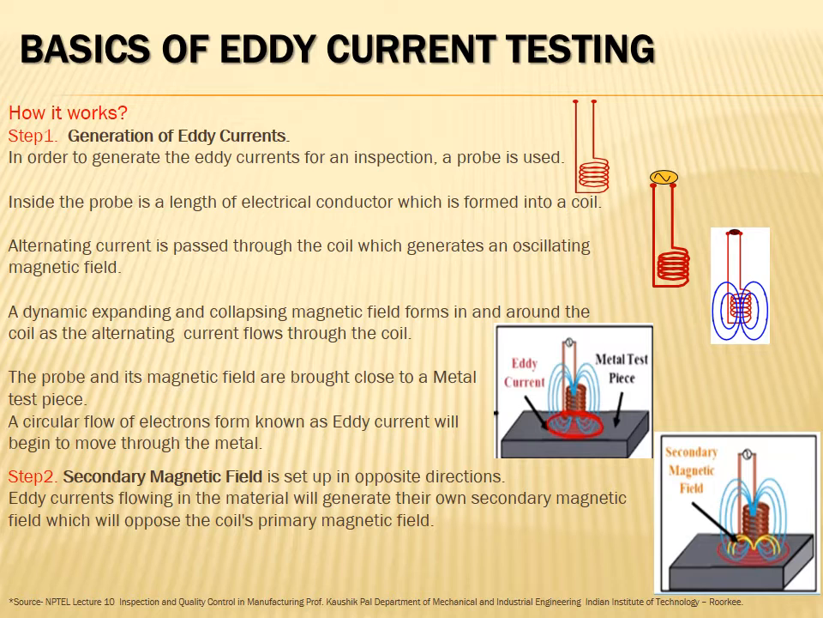The second step, as you see in the fifth image: a secondary magnetic field is set up in the opposite direction, as shown in yellow color. Eddy currents flowing in a material generate their own secondary magnetic field, which opposes the coil's primary magnetic field, as shown in that image through the yellow color. That is our secondary magnetic field.